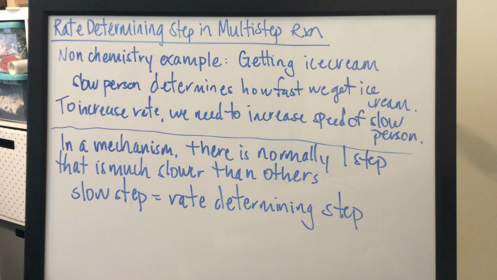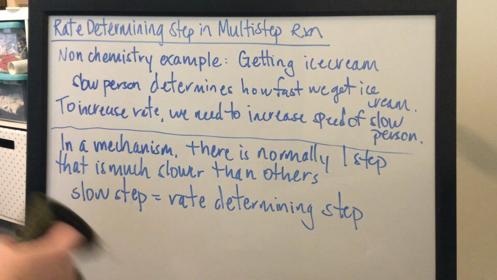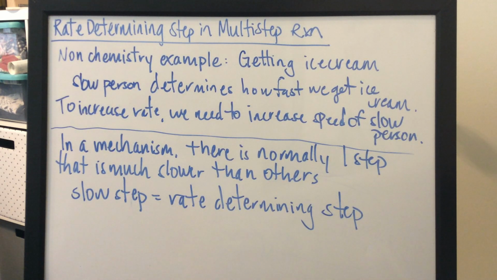Okay, so we've related this silly ice cream example to a mechanism by saying that in all mechanisms, there's always going to be one step that's slower than the others. It will be called the slow step. And that slow step is going to be called the rate determining step because it's going to influence the overall rate. Okay?